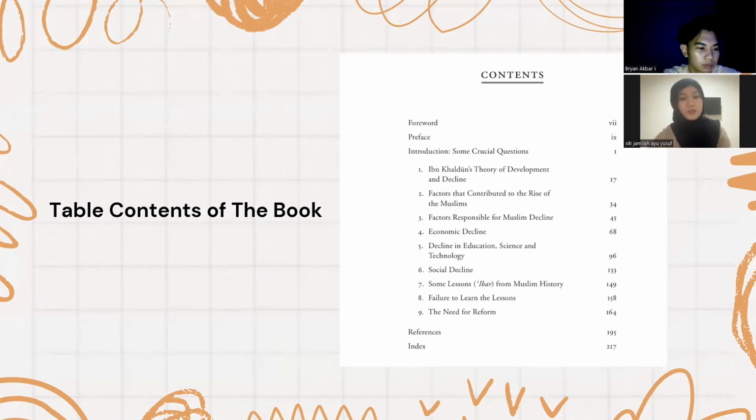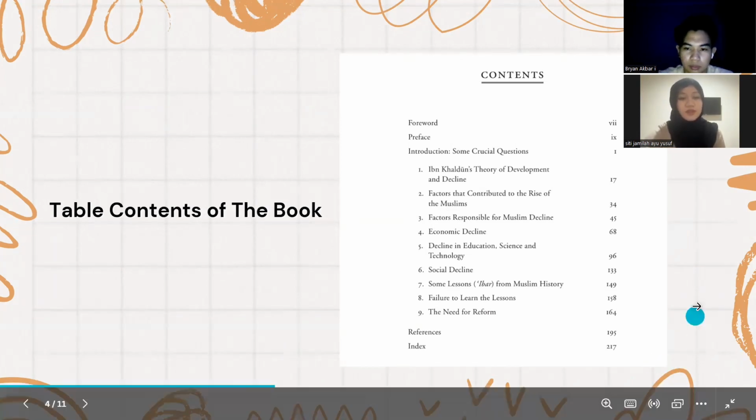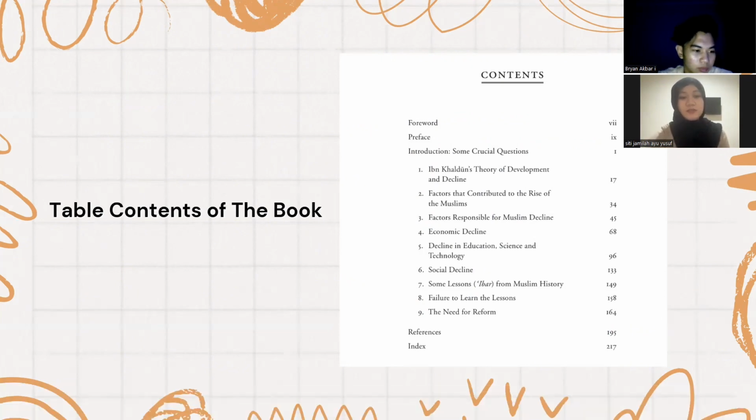The sixth chapter investigates societal issues contributing to Muslim civilization's decline, and the seventh chapter extracts insight from Muslim history. The eighth chapter discusses instances where historical lessons were ignored, and the last chapter advocates for reform in Muslim societies.